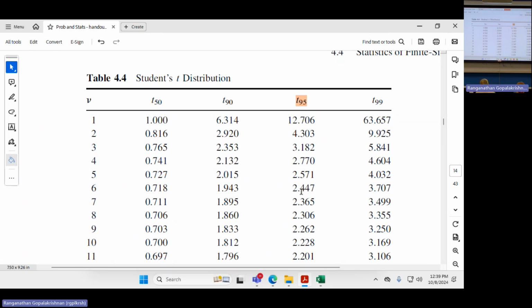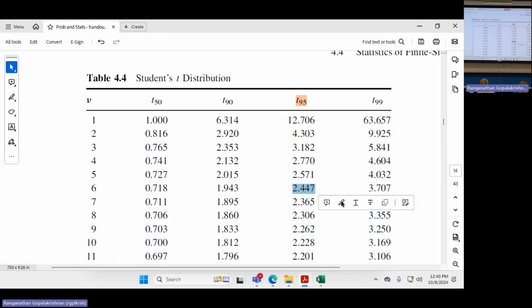Choice A, 2.365. Choice B, 2.447. B, because you're paying attention to the degrees of freedom being n minus 1. Especially for small values of n, it's important because if you took 1 instead of 2, there's a huge penalty for that. But later the penalty goes away. If you took 30 instead of 29, doesn't matter. Right?